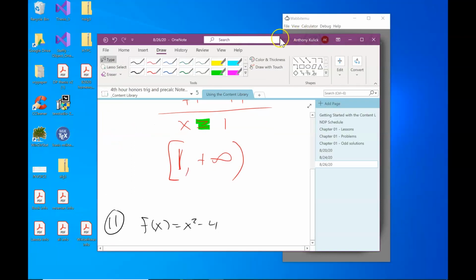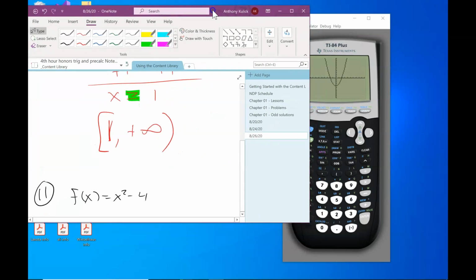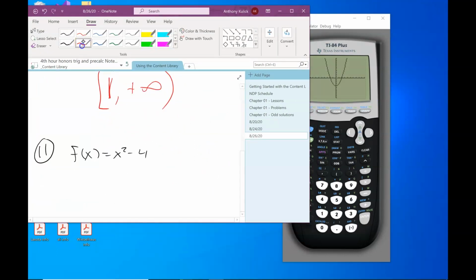So for the range, I'm going to do this so we can see both of them at the same time. I know that the lower bound is -4. Now I'm going to look for the highest point on this graph because I have arrows at the end going on forever. I know the highest point is positive infinity. We know the infinities always have a parenthesis.